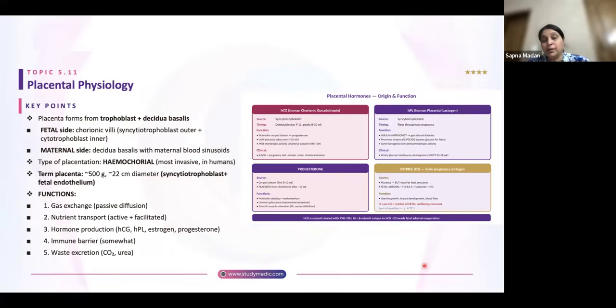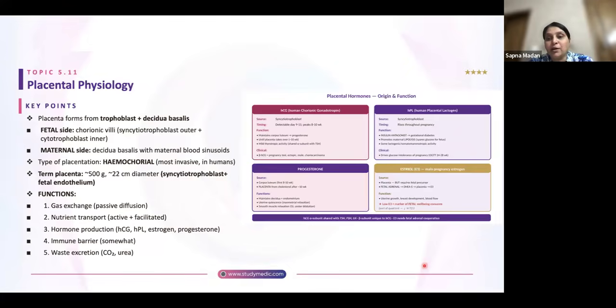If there is low E3, so if you remember the quadruple markers that we were studying about, so low E3 is a marker for fetal well-being concerns. Okay, so you should know which conditions have low unconjugated estriol. So that is a marker for fetal well-being concerns. So this has also been an SBA in the past.